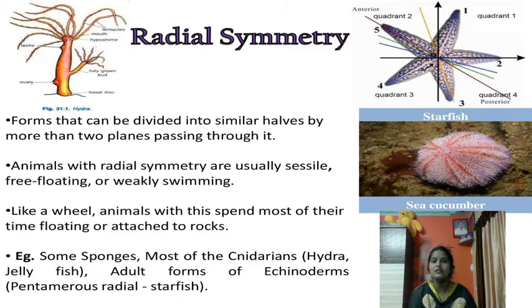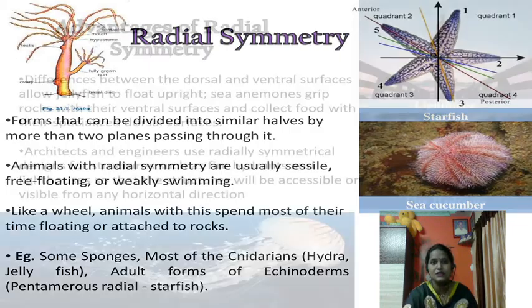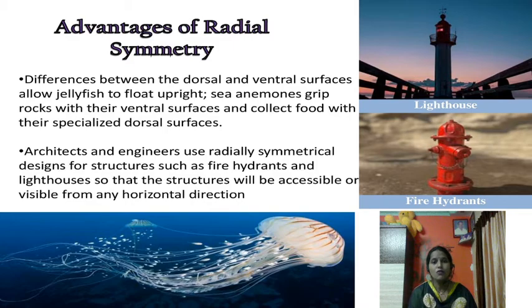Echinoderm adults most of the time show pentamerous symmetry. So radial symmetry is observed in starfish, sea cucumber, and hydra. These are some of the examples of radial symmetry. What are the advantages of radial symmetry?